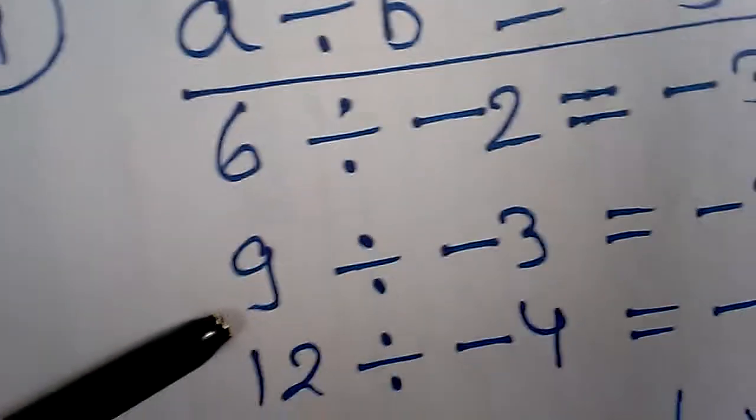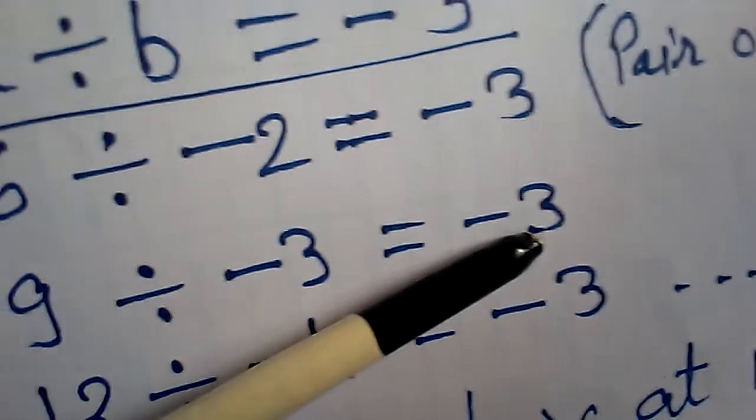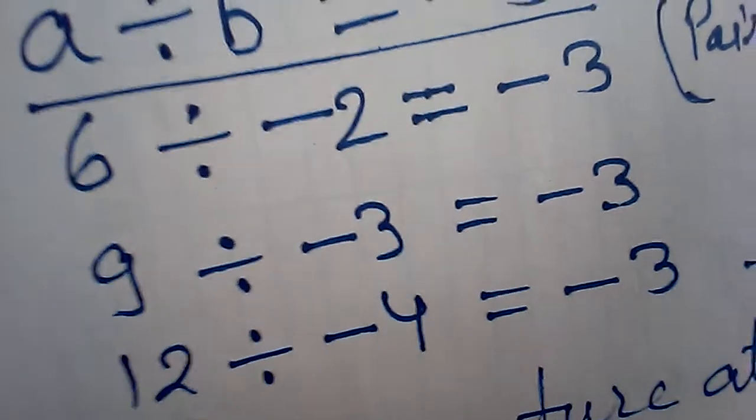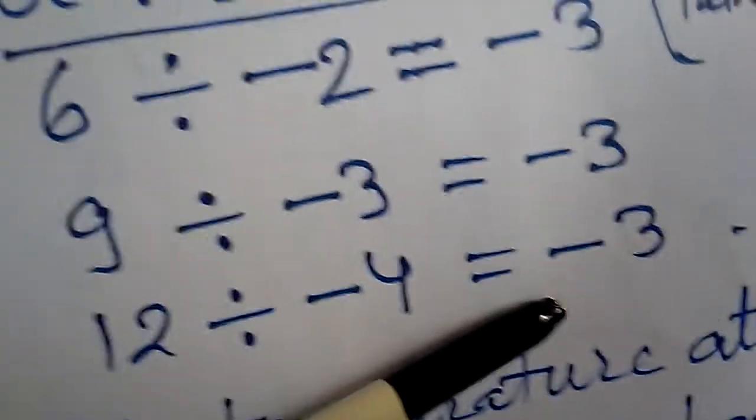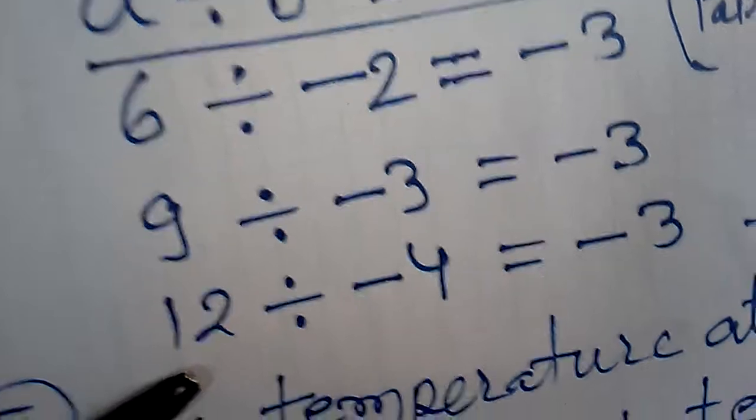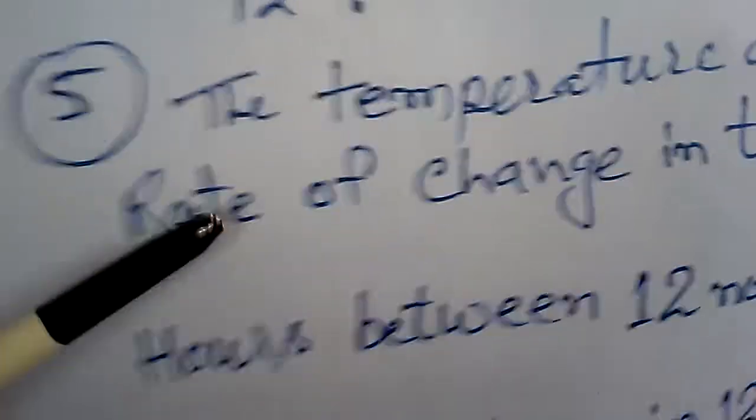Similarly, 9 divided by minus 3 is equal to minus 3. Pair of integers 9 and minus 3. 12 divided by minus 4 is equal to minus 3. And so on. You will find some of the pairs of integers by yourself. Now see question number 5.